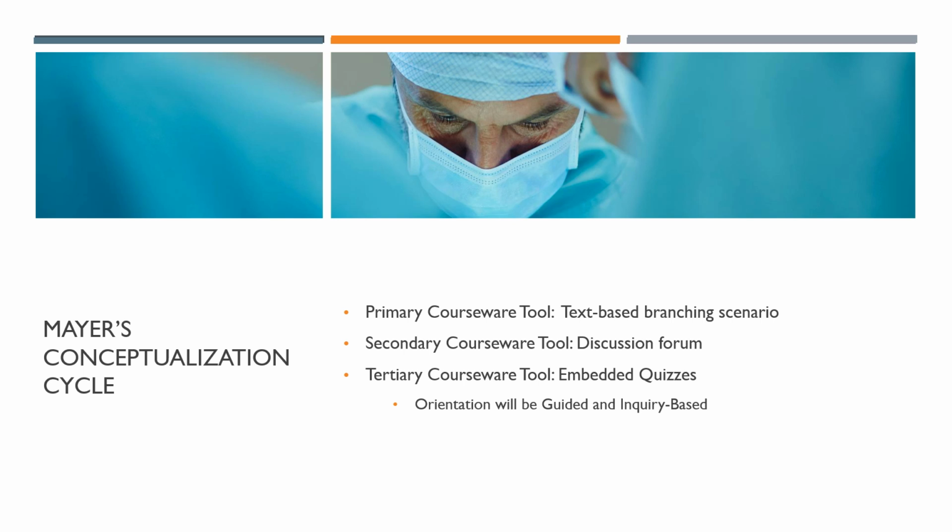A secondary courseware tool will be a discussion forum where students will collaborate to analyze a case of a patient showing signs of rapid deterioration. And the tertiary courseware tool includes embedded quizzes within the recorded presentation to ensure students remain engaged and attentive while learning about the progression stages and treatment of heart failure. The orientation of this activity will be guided and inquiry-based, where I provide the necessary resources and structure, but students explore and apply their learning through discussion and the branching scenario.